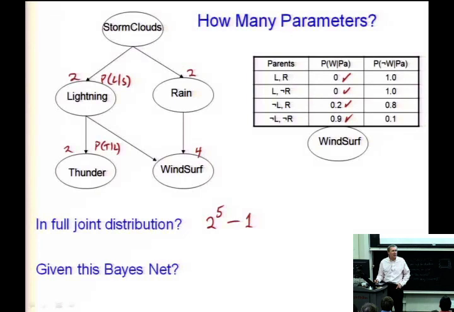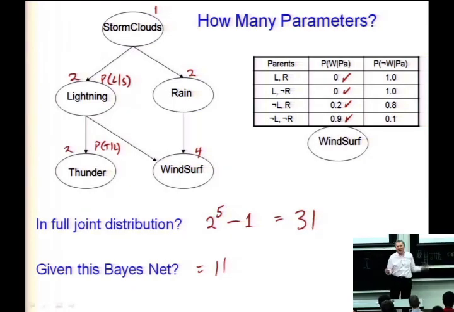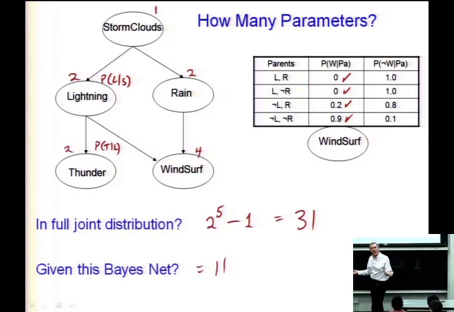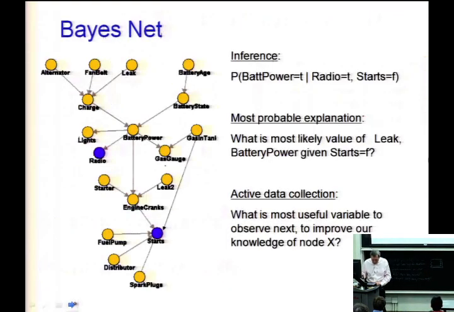Oh, what about storm clouds? 1. It has no parents, but we still need the probability of storm clouds being 1 and 0, so that'll cost us 1 parameter. Okay, so if I add that all up, I get 11. Anybody know what 2 to the 5th is? Okay, so we win. We have fewer parameters to estimate, and of course that's because of those conditional independence assumptions that are implicit in the way that we drew the directed acyclic graph. Okay, good.